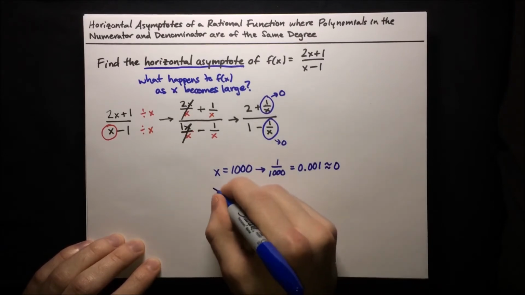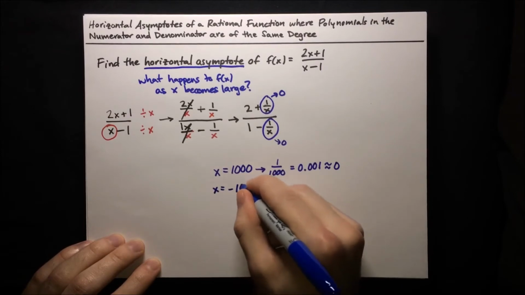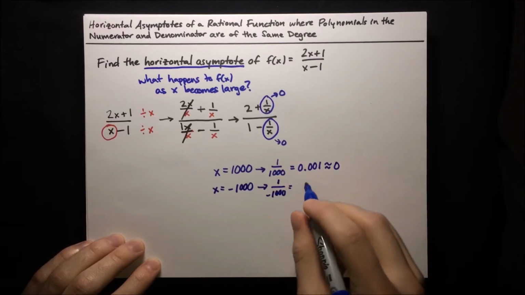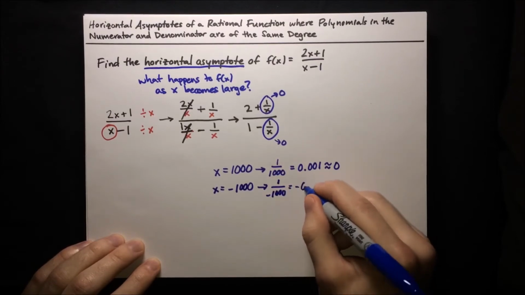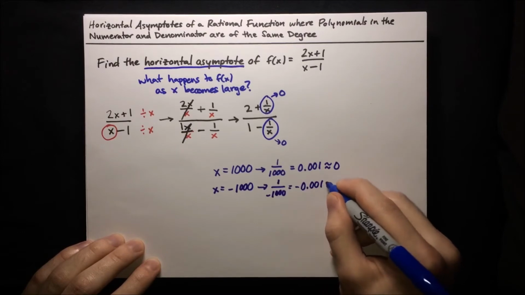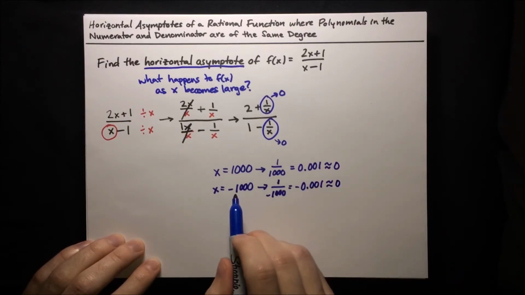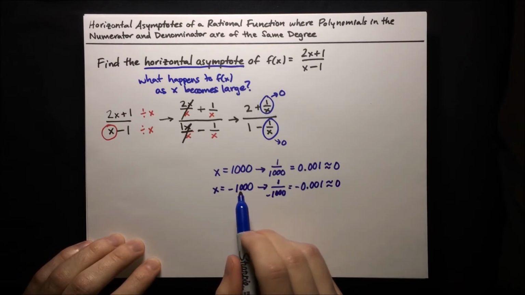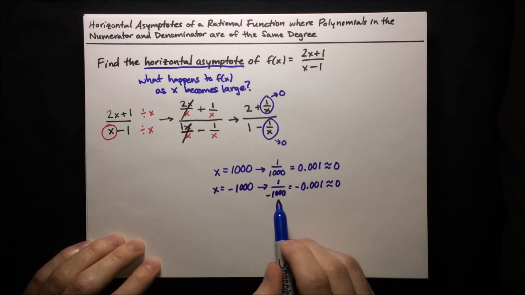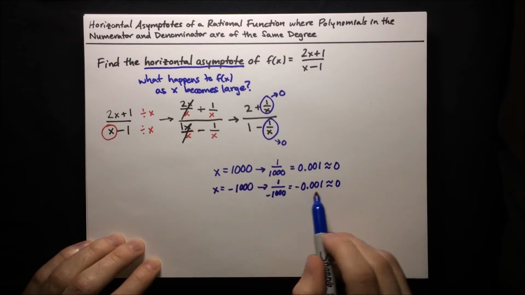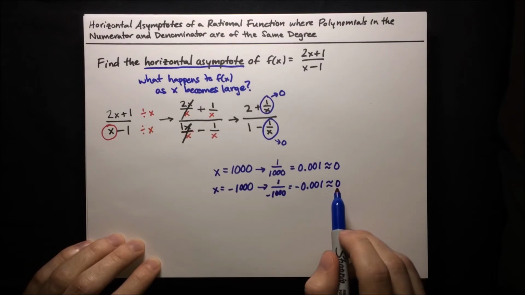Likewise, if we pick x equals negative 1,000, well, that's just 1 over negative 1,000, and that just tacks on a negative sign to what we had before, negative 0.001, which is roughly equal to 0. And if we made this number even more negative, like negative 1,000,000, then this denominator would just be an even greater magnitude, and this decimal would be an even smaller magnitude, so we'd still be even closer to 0.